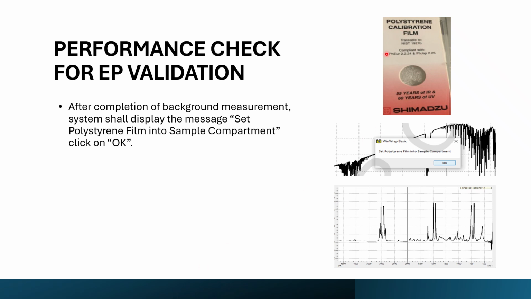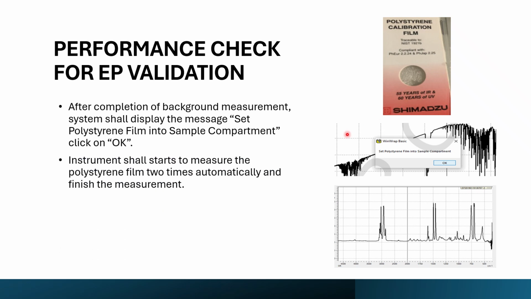So this is the polystyrene film. You have to put this polystyrene film into the sample compartment. Then the instrument shall start measuring the polystyrene film two times automatically and finish the measurement. Here you can see the message you will get, and after you put in the polystyrene film, the instrument shall start the measurements automatically. So you will have the spectra of this polystyrene film.